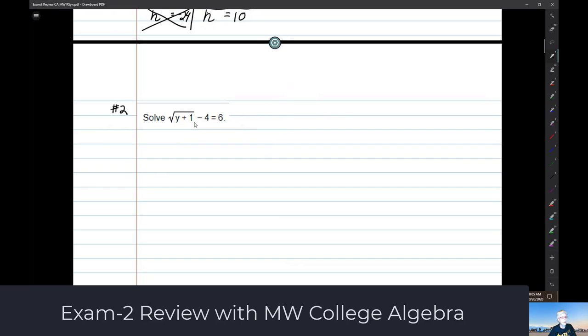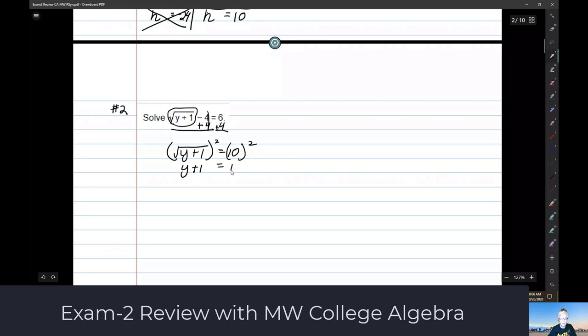I want to square both sides, but I can't do it yet. I need to get the square root all by itself. So what I'm going to do is add 4 to both sides in order to move the 4 over by the 6. Now that will zero out the 4 over here, and I'll be left with the square root of y plus 1 equals 10. So now I can square both sides to get rid of the radical. So I'll have y plus 1 equals 100. Well, goodness, it can't be that easy.